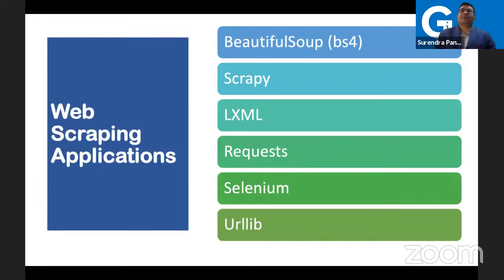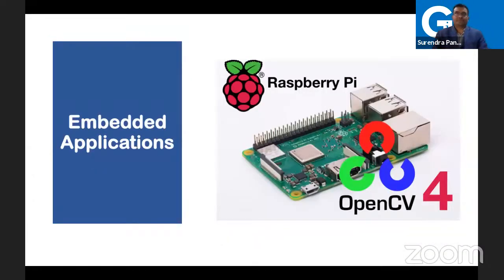I already gave you an idea about Python. You have a library called Beautiful Soup for web scraping. Scrapy is another popular library for web scraping. LXML is another library for web scraping. Requests, Selenium, and urllib. Like Selenium, I told you it is for web automation testing. So that is the way the language is now.